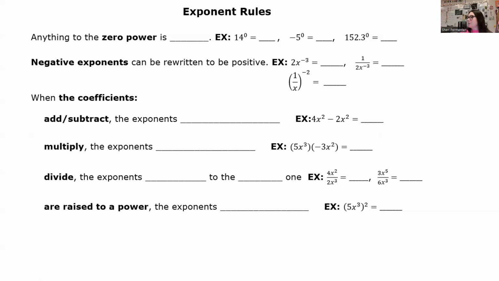Next, we're going to go to exponent rules. You've been exposed to them before, but we're going to review them. First, anything to the 0 power. Well, does anybody know that? Anything to the 0 power? Y'all have your phones, so go to the calculator on your phone.